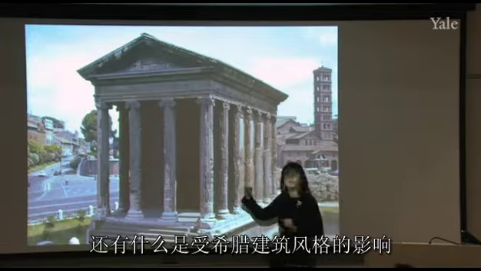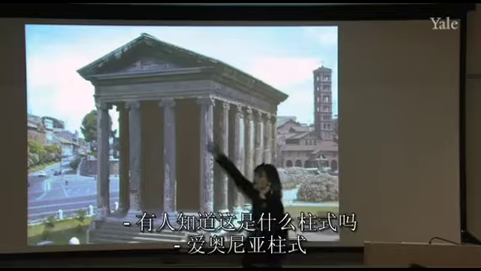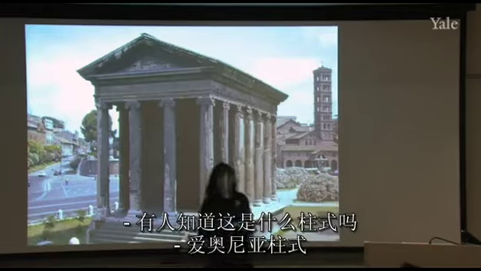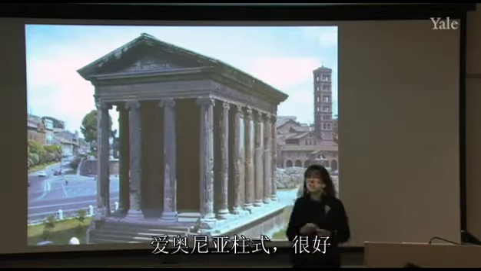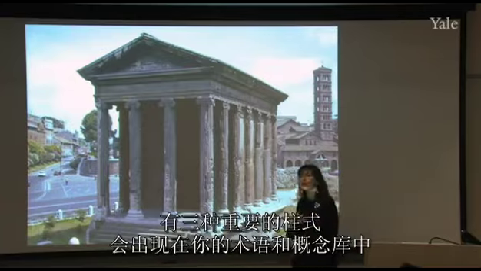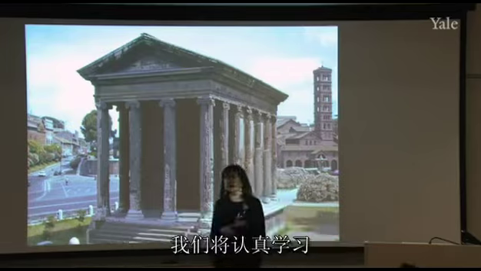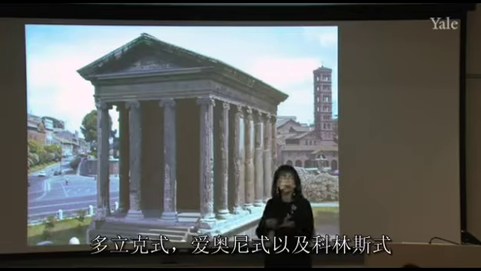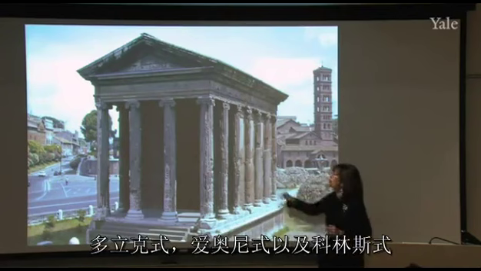Anything else that gives away the influence of Greek architecture? Do any of you know your orders? Neil? Ionic order column. Ionic order, good. I-O-N-I-C, Ionic. The three major orders, and you'll find this in your terms and concepts, so bone up on those, are the Doric, the Ionic, and the Corinthian. We'll look at all of them today.